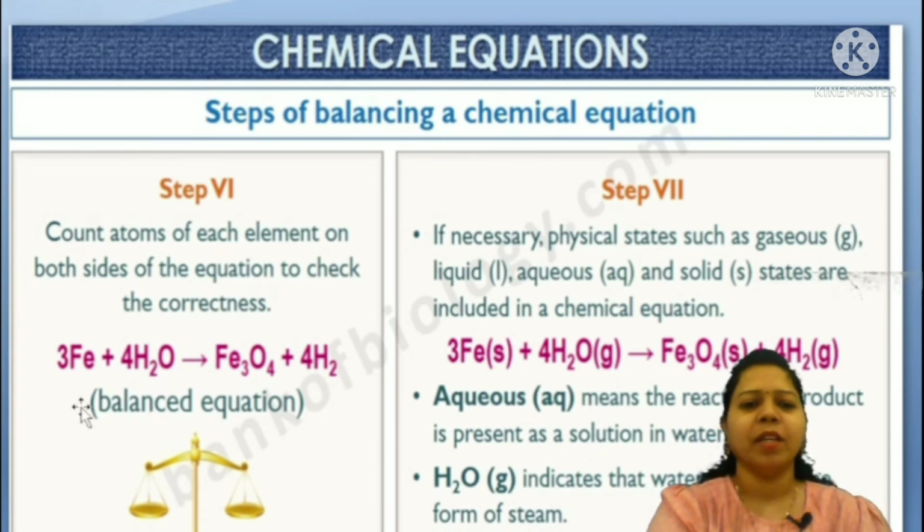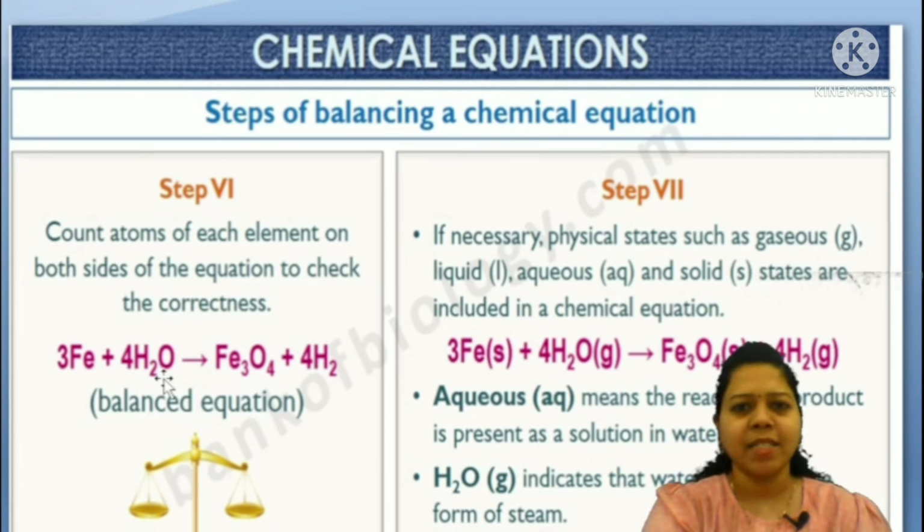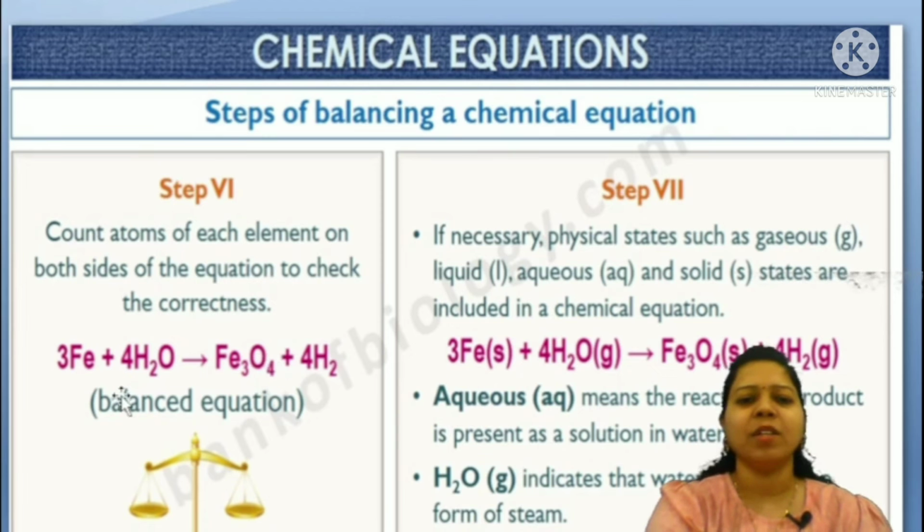We'll see. Here 3 iron atoms, here also at right hand side 3 iron atoms. 8 hydrogen atoms on LHS as well as 8 hydrogen atoms at RHS. Oxygen also 4 atoms at LHS and 4 atoms at RHS. Means both the sides are equal, both the sides are balanced. Then we are saying this is the balanced equation which fulfills the law of conservation of mass.